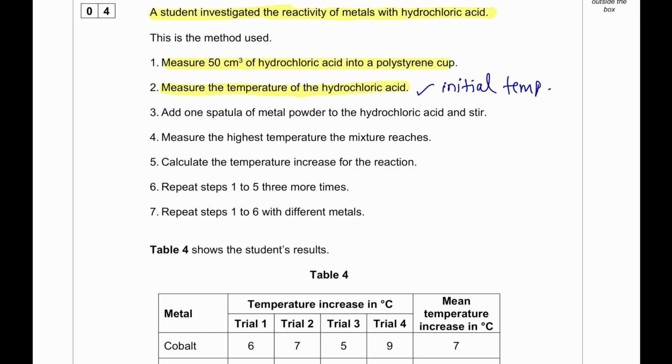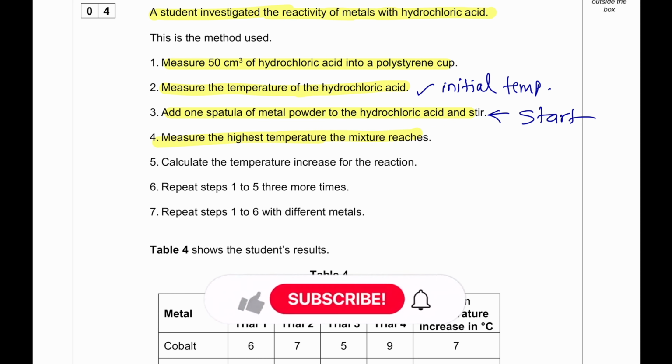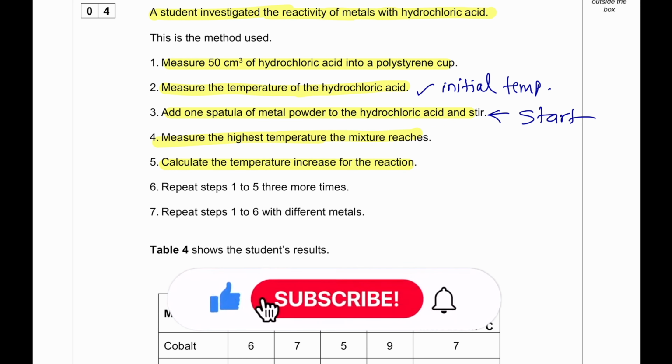before starting the experiment. Then add 1 spatula of metal powder into the hydrochloric acid and stir. So approximately, one spatula measure. So this is the start of the reaction. Measure the highest temperature the mixture reaches.